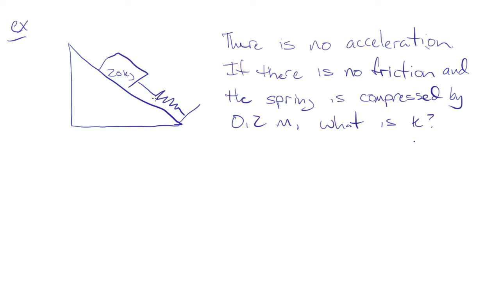second law problem. The first thing to do whenever I'm doing Newton's second law, whenever I'm looking into forces, is to draw a free body diagram. So this has the force of gravity acting on it. There's a normal force, and there's a force due to the spring. I'll draw like that. There's no friction. It's not accelerating.